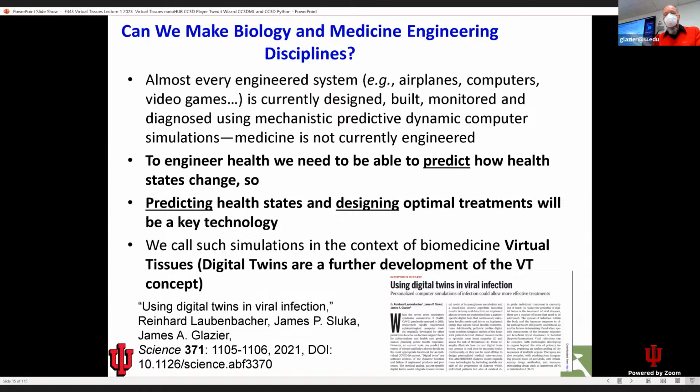And so if you're an airplane engine, a computer itself, a communication system, a modern automobile, these are all designed by computer-aided design systems. They are all monitored, they're diagnosed, and they're repaired by computer design. Medical systems are just about the only things where we don't actually use mechanistic models to predict health state, to determine how to treat patients, how to maintain health, and so on.